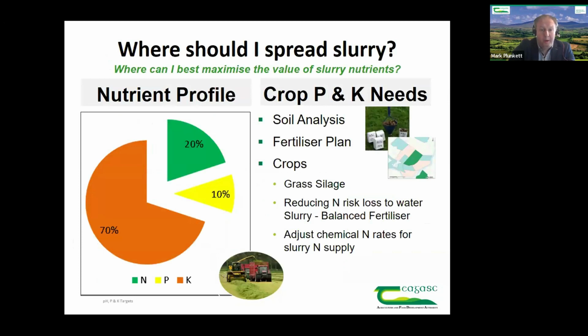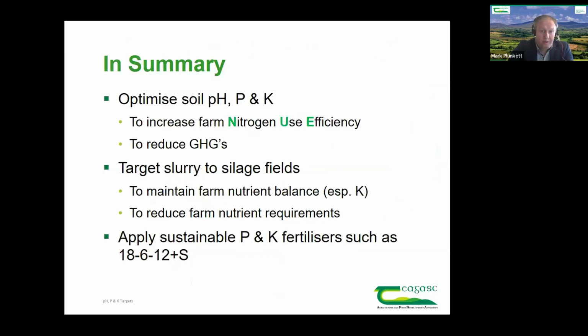Okay, slurry in my book should go one place, that's back onto the silage ground. That's where it belongs. You're replenishing, especially the K, and also you're reducing the organic loading, which is important in terms of water quality. But again, the cattle slurry must go back onto the silage ground to maintain farm nutrient balance.